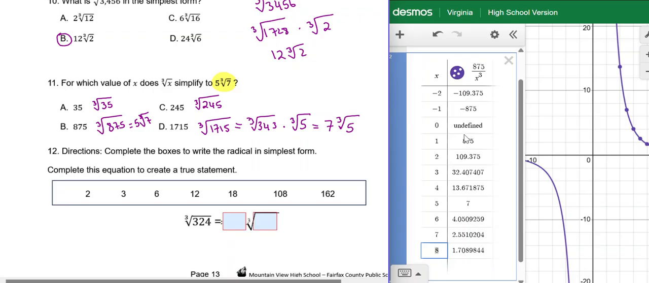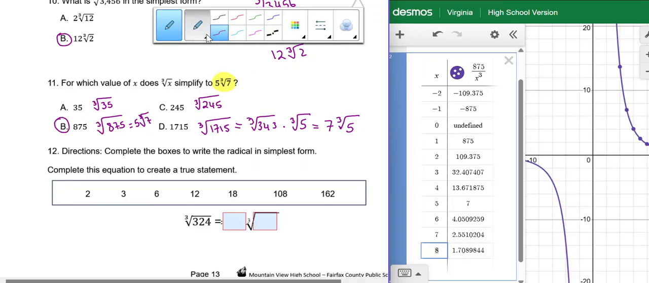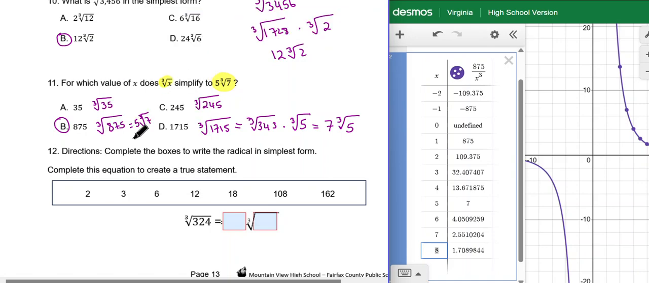So if you have any questions on how to get good at this skill, please let me know. I will walk you through it in class, okay? Anyway, the answer is B, because that's the one that is 5 cube root of 7. 5 cube root of 7 is exactly what I am looking for.